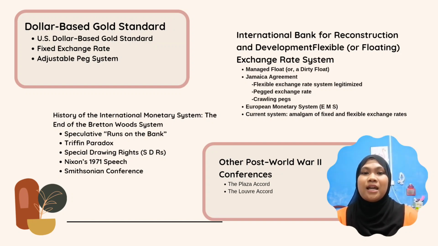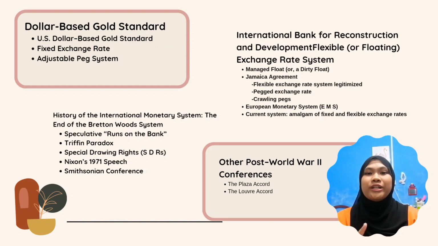Accordingly, the system is often described as using an adjustable peg because currencies were pegged to gold, but the pegs themselves could be altered under certain conditions. What happened from the 1950s to the 1970s was the end of the Bretton Woods system. The factors behind this were speculative runs on banks, the Triffin paradox, special drawing rights (SDRs), Nixon's 1971 speech, and lastly the Smithsonian Conference.